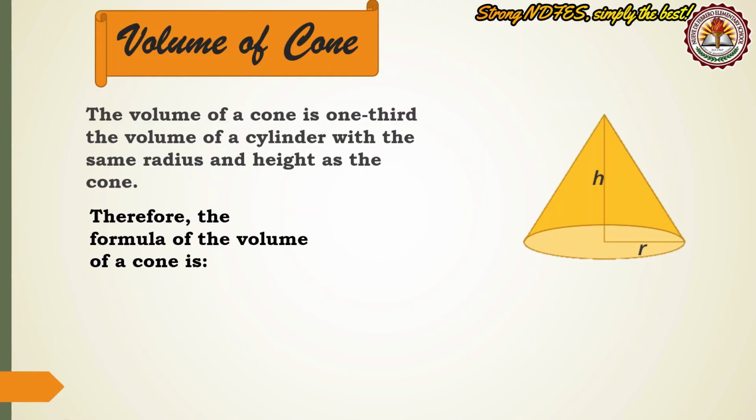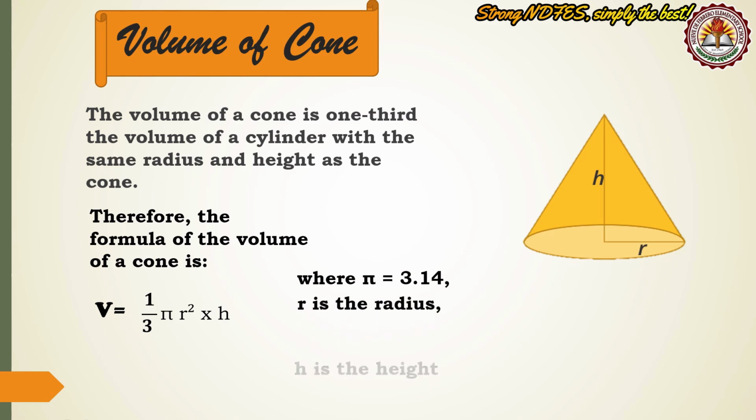How do we find the volume of a cone? The volume of a cone is 1/3 the volume of a cylinder with the same radius and height as the cone. Therefore, the formula of the volume of a cone is volume equals 1/3 times pi r squared times height, where pi is equal to 3.14, r is the radius, and h is the height.